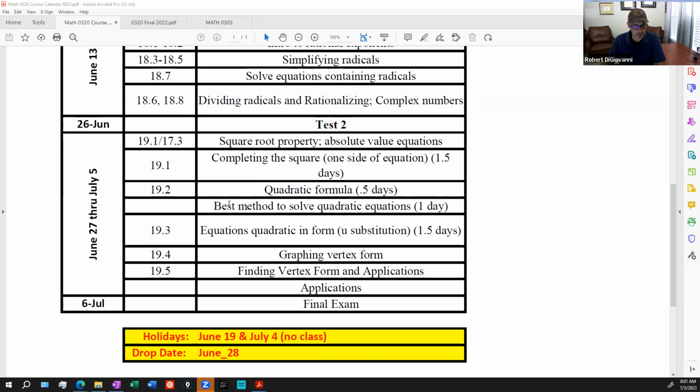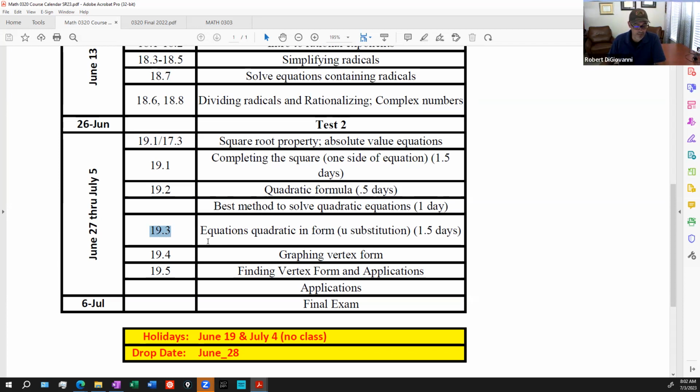We're going to be covering today, well, we were working on equations in quadratic form, 19.3. That's what we were doing last week. We're going to finish that up today. I'm going to try and go as far as I possibly can today.